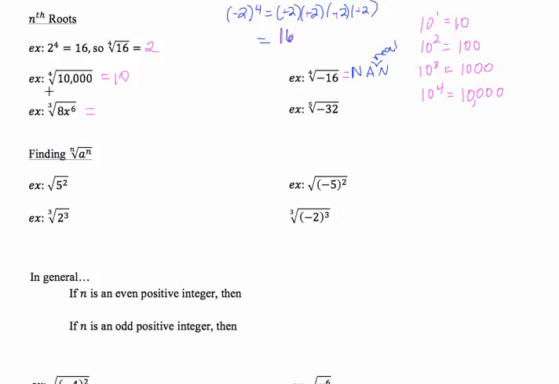Okay, let's do another cubed root one here. The cubed root of 8x to the sixth. The cubed root of 8, remember, is 2, and the cubed root of x to the sixth would be x squared.